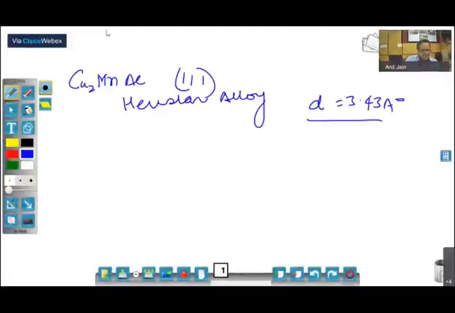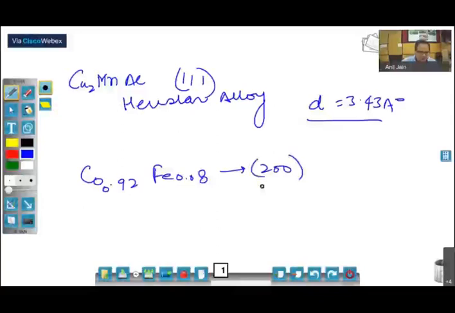Another material which can be used to produce a polarized neutron beam is the cobalt alloy, which is cobalt 0.92 iron. And for the 200 reflection of this single crystal, which is given by d equal to 1.76 angstrom, your nuclear coherent scattering length becomes equal to p s, and this provides an ideal opportunity to get the polarized neutron beams.